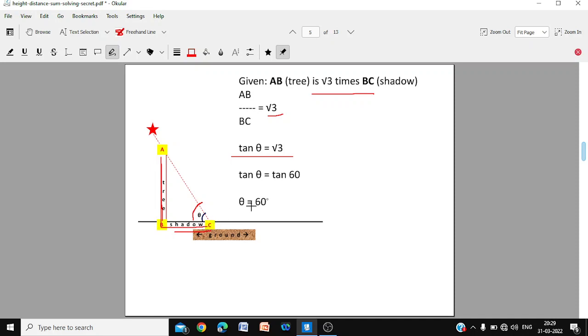But √3 is the value for tan 60 degrees. So tan theta equal to tan 60, or theta equal to 60. That means if you want to look at the sun, the angle of elevation should be 60 degrees. So that's the answer. The angle of elevation of the sun is 60 degrees.